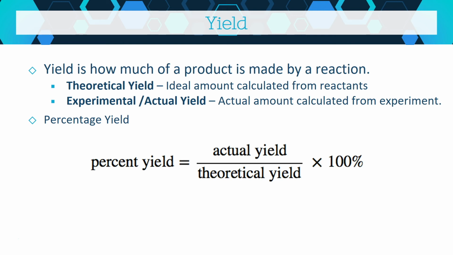So the theoretical yield could be very, very high, and you might actually not produce very much at all. And some reactions are just like that. They're really inefficient and you don't produce much at all. And some are really efficient and you produce heaps. From this, you can work out what we call the percentage yield.